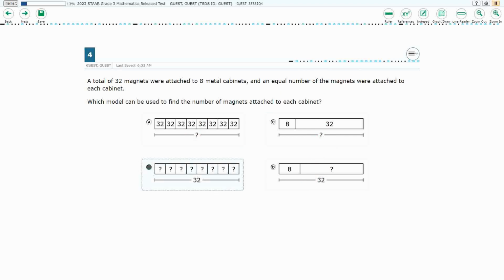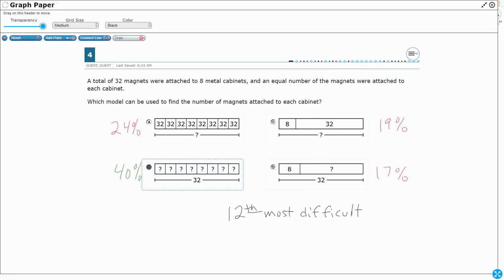Let's see how we did across the state of Texas. So this was the 12th most difficult here, and you notice that we're a little bit spread out. We only had 40% of our students get the correct answer, and so hopefully we notice here that this is going to be 8 times 32, right? This is 8 plus 32. This is 32 minus 8, right? And this is your 32 divided by 8. So all of these representations use the number 8 and use the number 32.